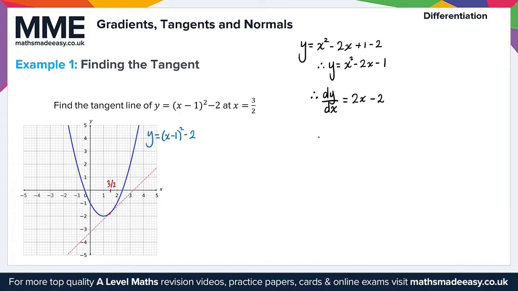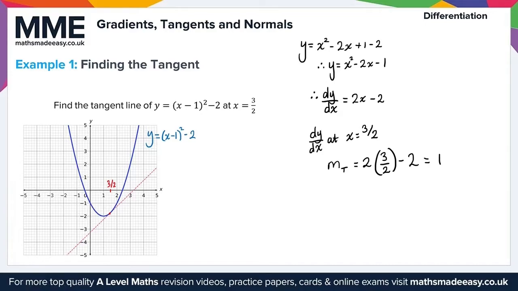So therefore, what we're looking for here is the gradient at this x coordinate, 3 over 2. So therefore, dy by dx at x equals 3 over 2 is simply obtained by substituting x equals 3 over 2 into dy by dx. So the gradient here of the tangent, m_t, is equal to 2 lots of 3 over 2 minus 2. And in this case, 2 times 3 over 2 gives us 3, minus the 2 gives us a gradient of 1 here for the tangent.